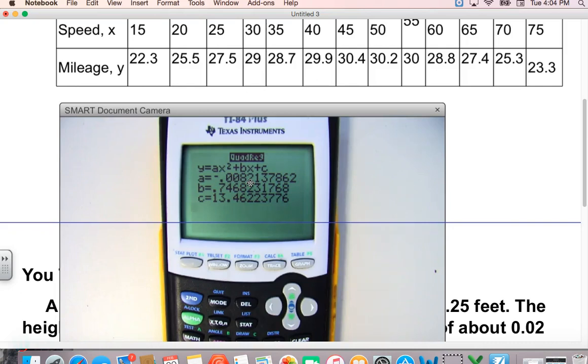Let's say that we just round it off to two significant digits, right? So these two zeros aren't significant. The 0.82 is, so we're going to round it off to negative 0.0082 x squared plus 0.75 x, so that's two sig figs, and then on C be plus 13.46. All right, so that's what we'll put in for our model.